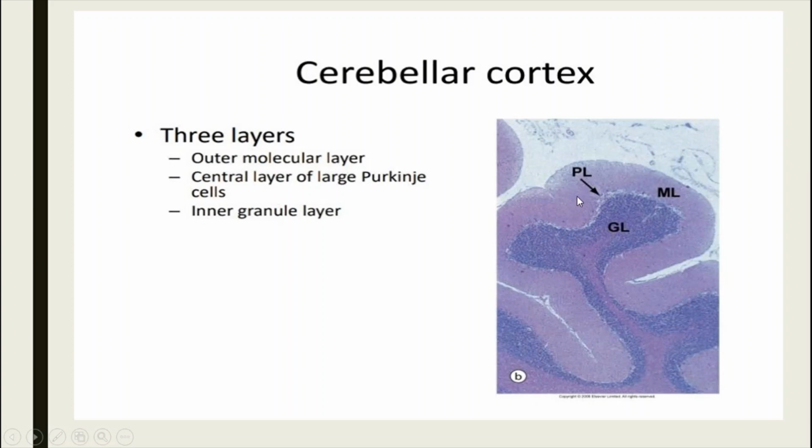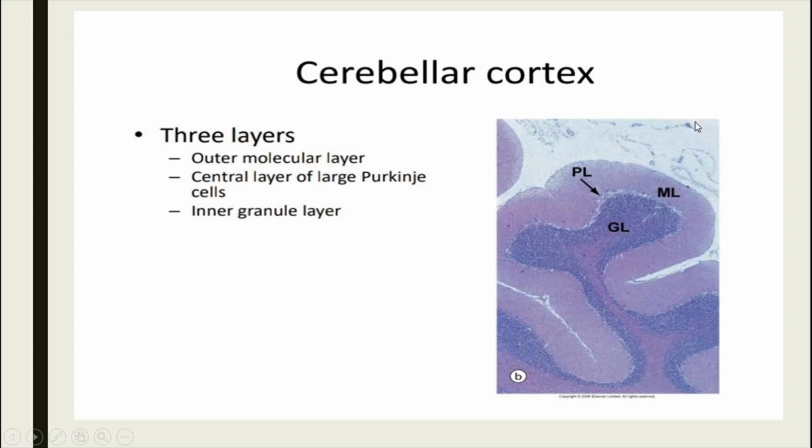This is outer layer, then the middle layer can be seen as a single line, and the inner layer is seen as a darker region. Then the innermost core forms the white matter. So this is white matter region. Then the rest are the 3 layers. This is inner layer, this is middle intermediate layer, and this is the outer layer. These 3 layers can be seen in the cerebellar cortex.